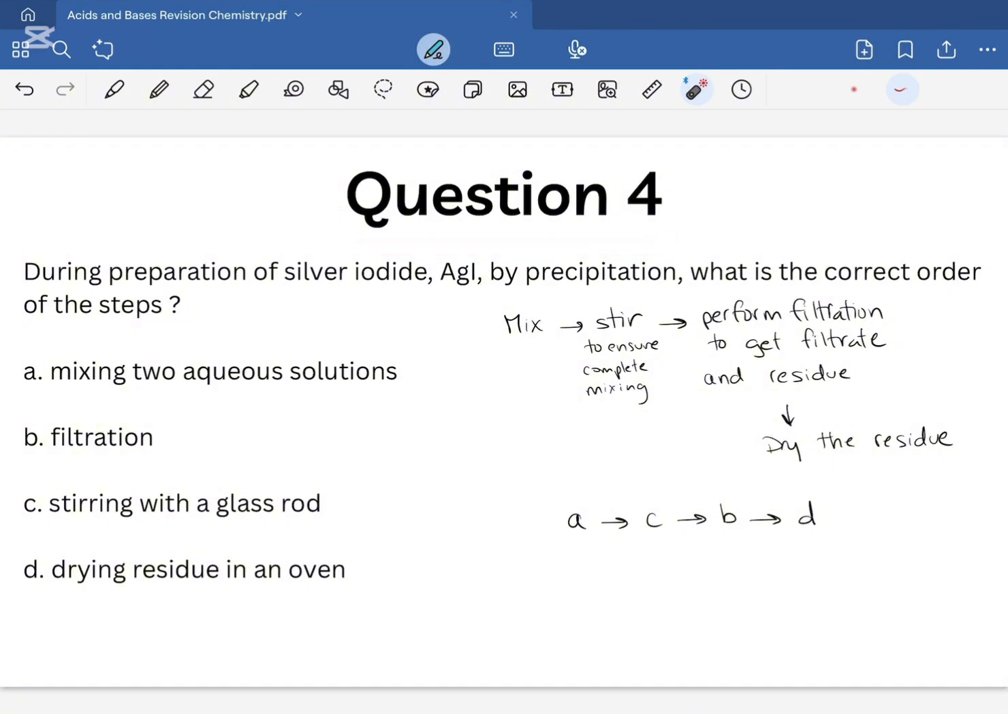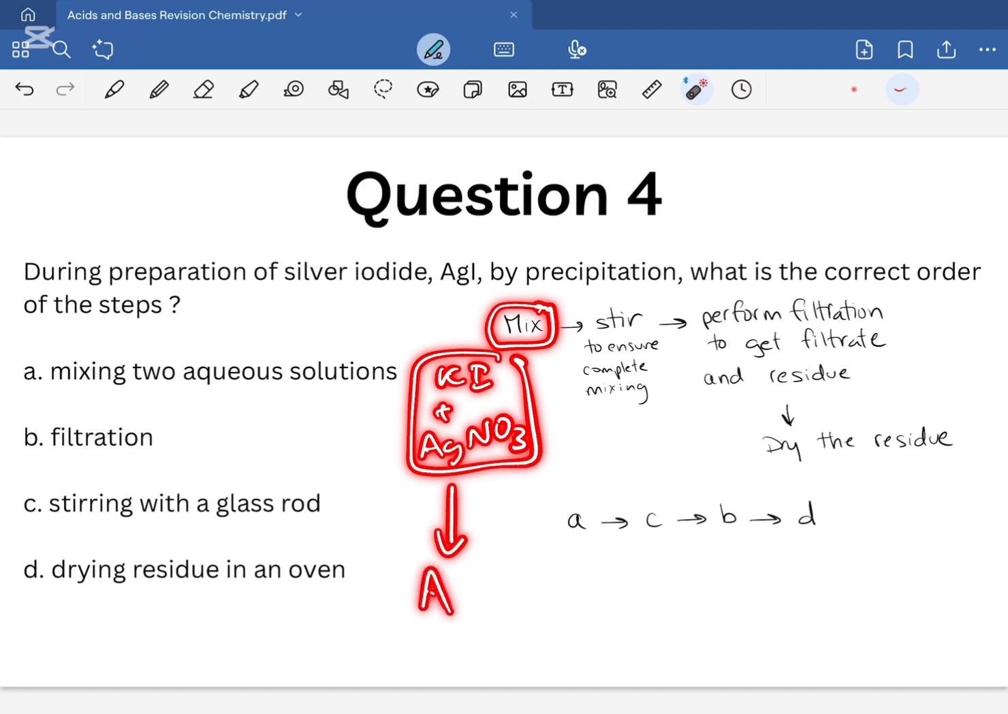Question 4. During the preparation of silver iodide, AgI, by precipitation, what is the correct order of the steps? So AgI is an insoluble salt, and we need to use the precipitation method. So we need to order these steps. First, when we are preparing the silver iodide, we need to mix two solutions. For example, let's say KI plus the AgNO3. So we need to mix them together to get the AgI.